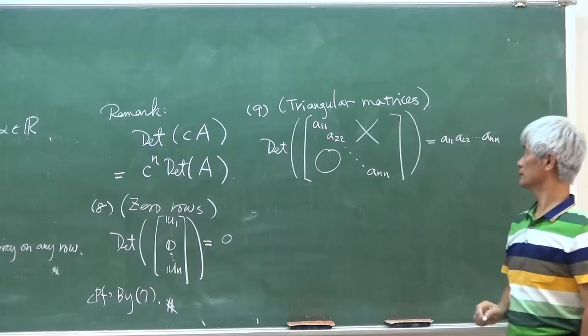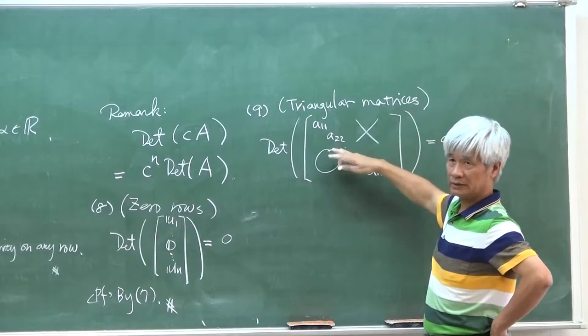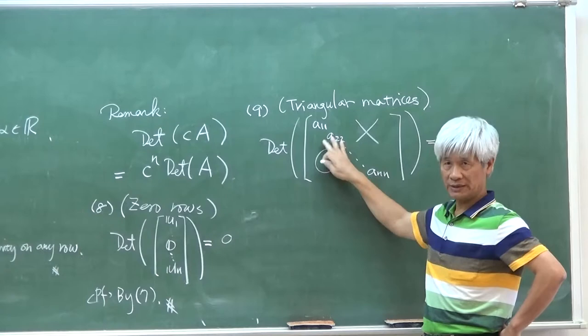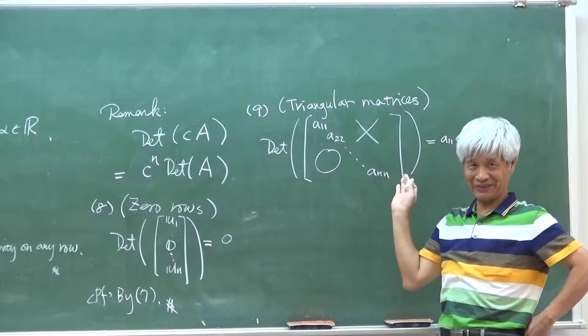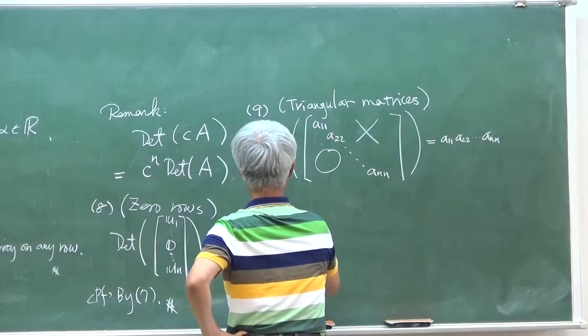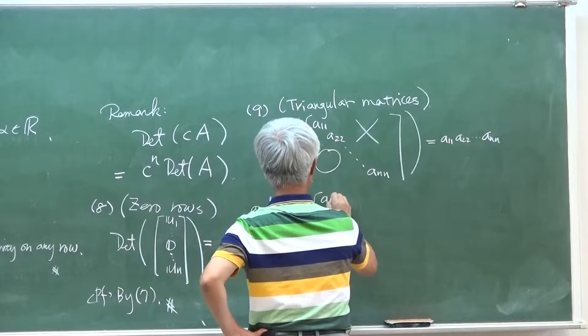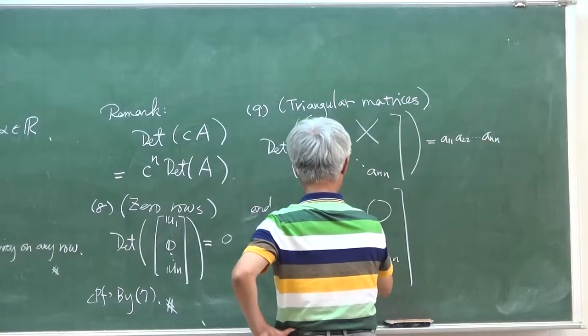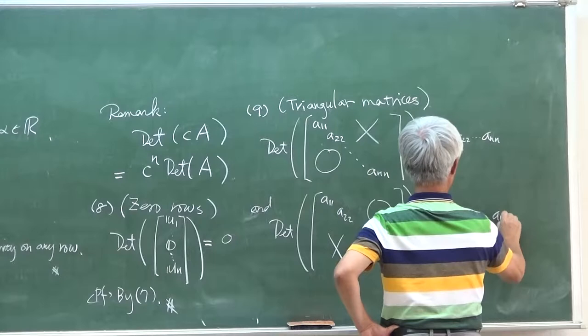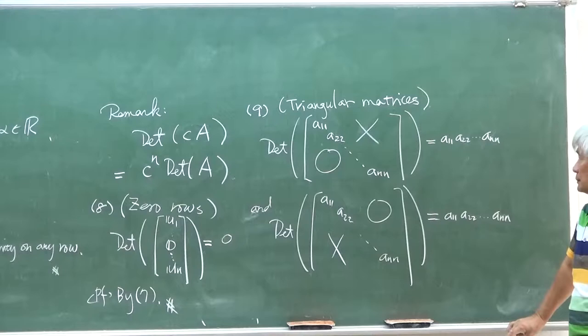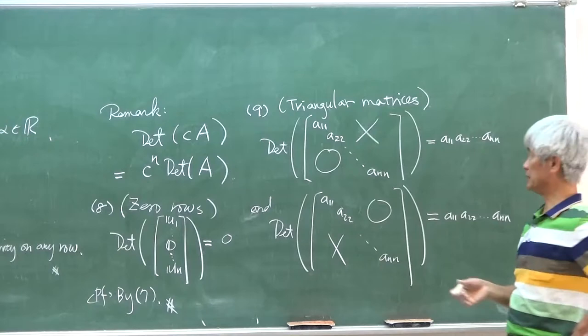Zero means that this is upper triangular, so the lower part is all zero entries, and in the upper part, the x means arbitrary. You can assign arbitrary entries here. And also for a lower triangular matrix. So you can write down the determinant of a triangular matrix immediately just by multiplying all the diagonal entries.